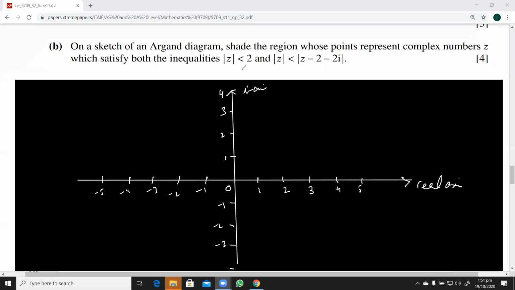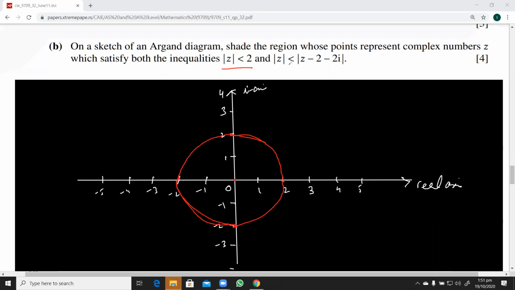Okay, quickly. First thing, modulus of z is less than 2. So from the origin, the radius is 2. Okay. So the circle is going to be passing through, so this is the circle I have.